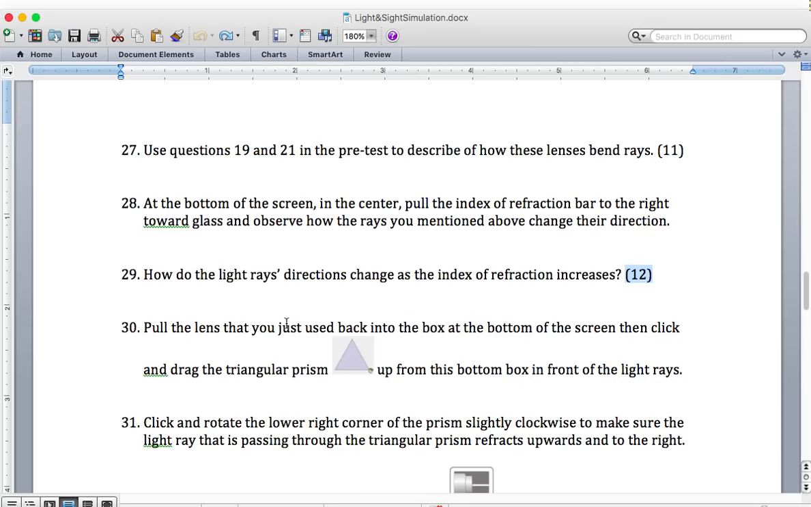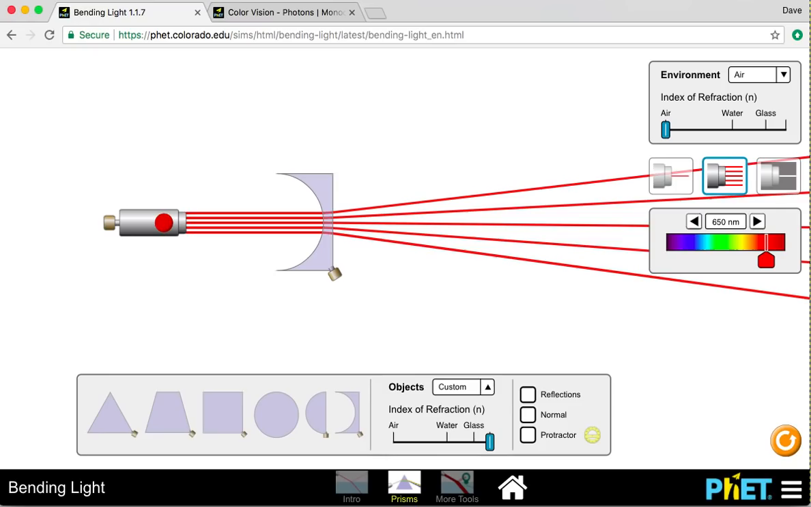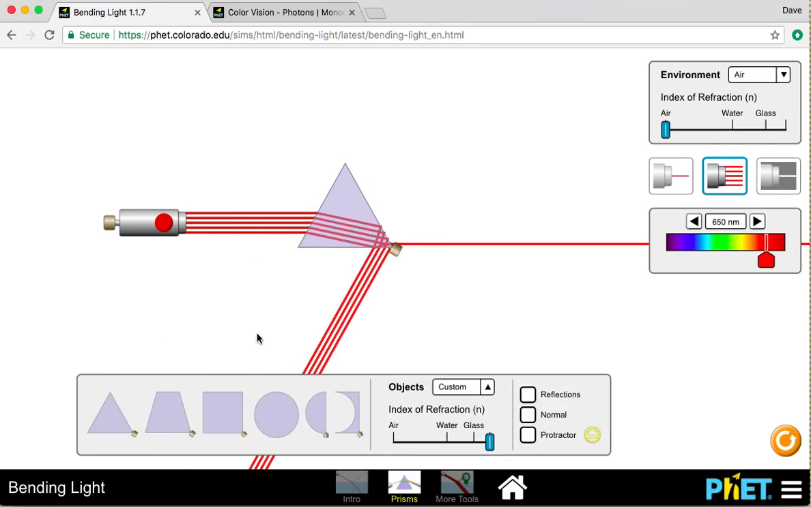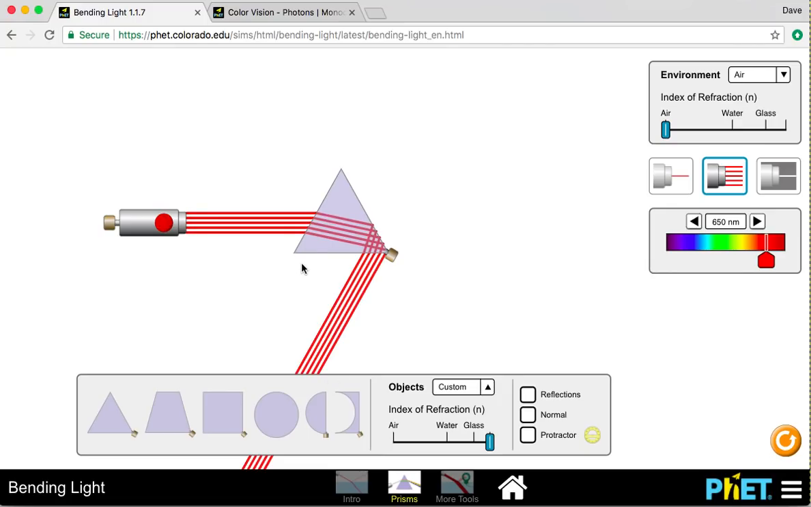All right, pull the lens that you just used back into the box at the bottom of the screen, then click and drag the triangular prism up from the bottom box in front of the light rays. So I'm getting rid of this, bringing this up. This thing gets a little bit difficult to work with, but you can see multiple, this is refraction here, and then it reflects off the inner edge and then refracts again after it leaves out from inside the, I guess right now, whatever is thicker than glass.